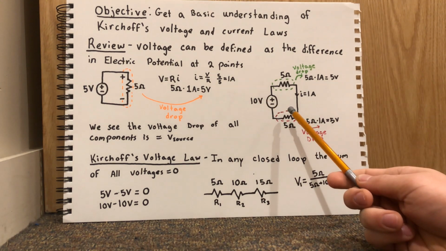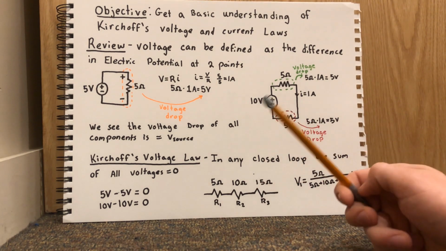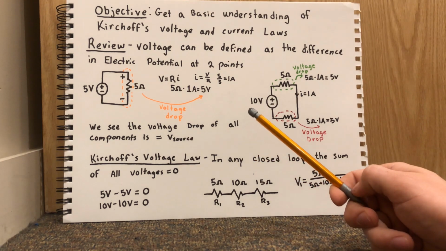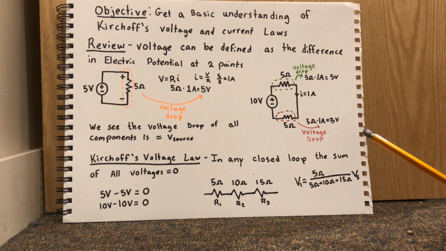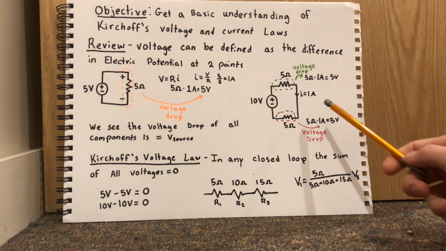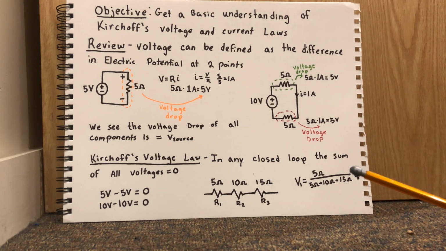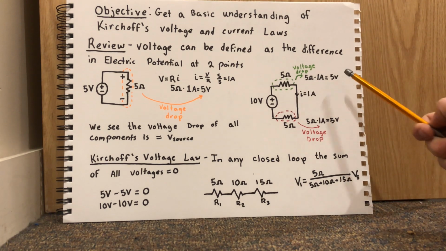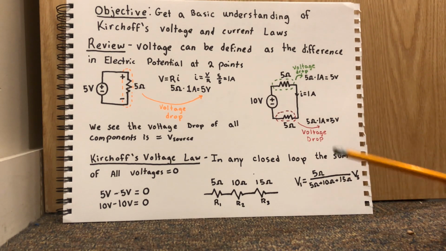Now let's look over at this circuit. We have a 10 volt battery connected to 2 5 ohm resistors in series. Again, we can calculate our current, and we end up finding that we have 1 amp of current. If we look at the voltage drop at this first resistor, we get a 5 volt voltage drop, and at the second one we also get a 5 volt voltage drop.